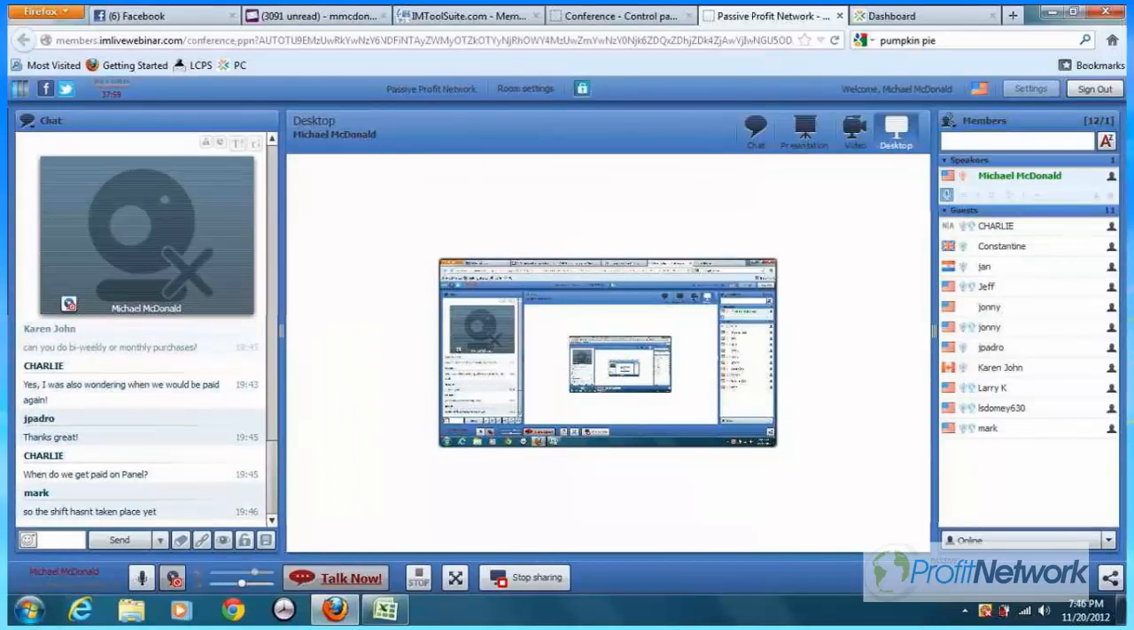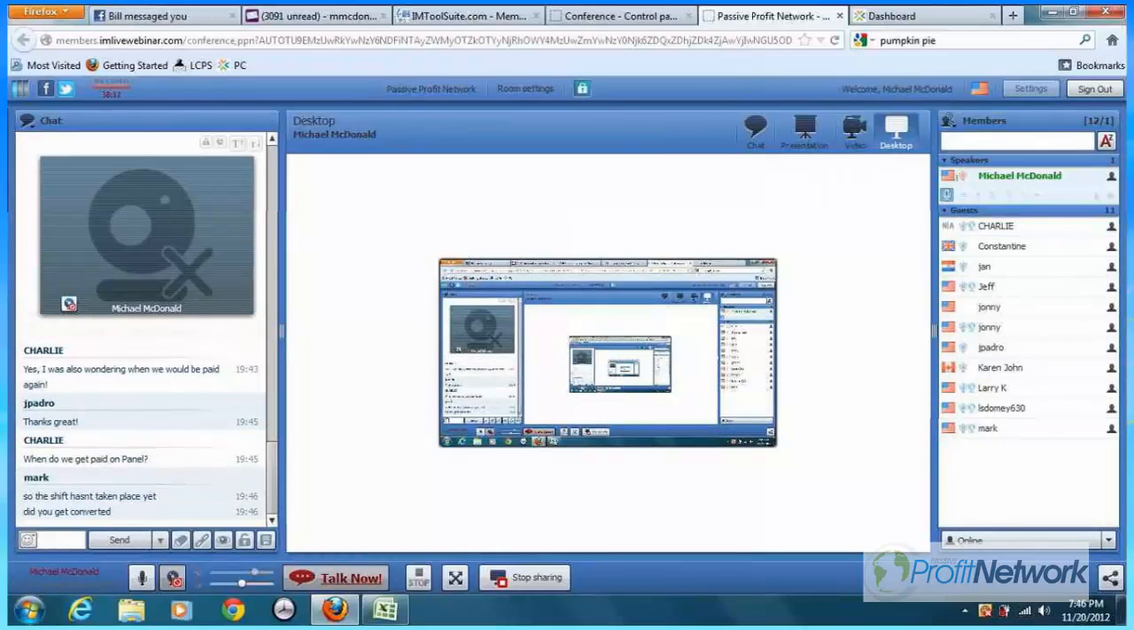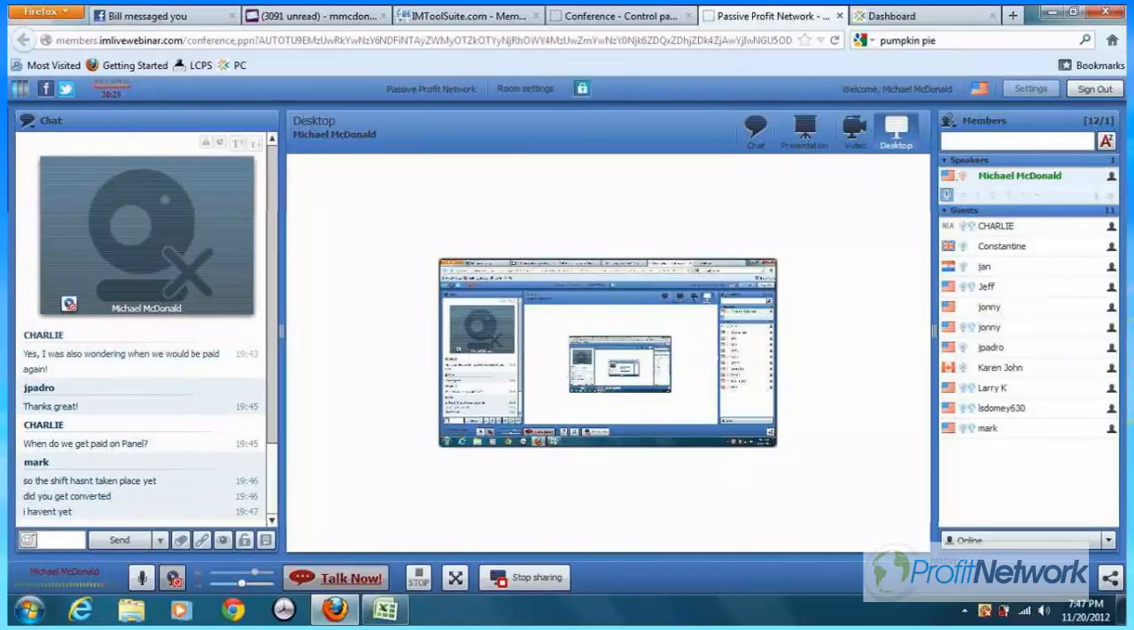Yeah, the shift has already taken place. Mark, the shift took place yesterday. It's already complete for the first phase, which was the conversion of the ad packages. The second part of the shift is going to be the PC panels. Did I get converted? Yeah, approximately 75% of mine did. They still have the old stats from before. Yeah, Mark, you probably did.